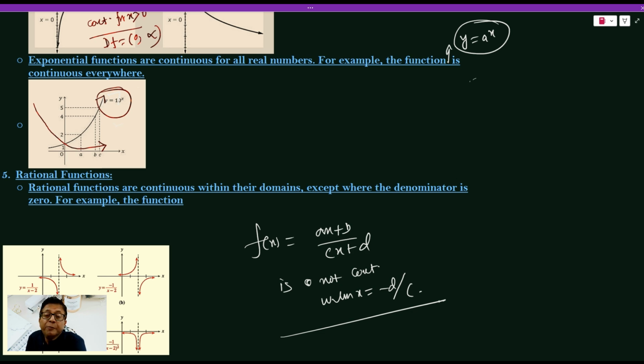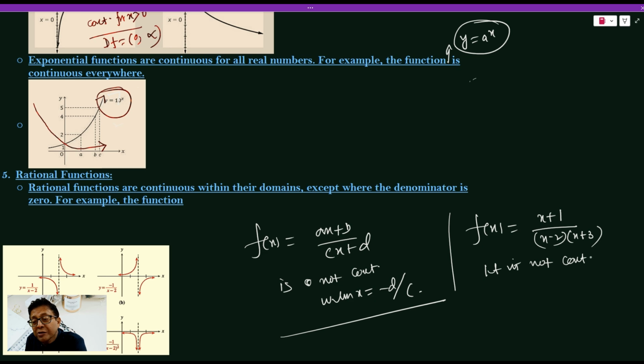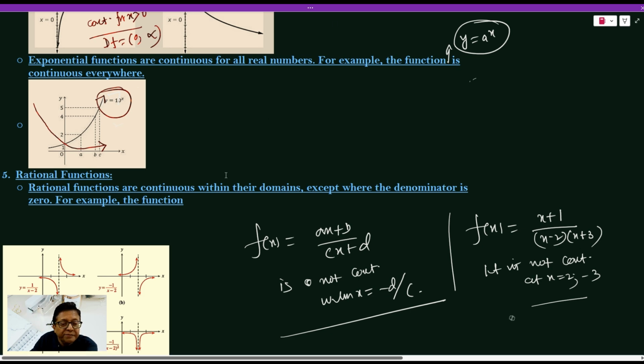There may be a product of two factors, like the rational function of this form, (x plus 1) by (x minus 2)(x plus 3). It is also not continuous at the points where our denominator vanishes, at x equal to 2 and minus 3. If you plot the graph, you'll find there are asymptotes at x equal to 2 and x equal to minus 3.